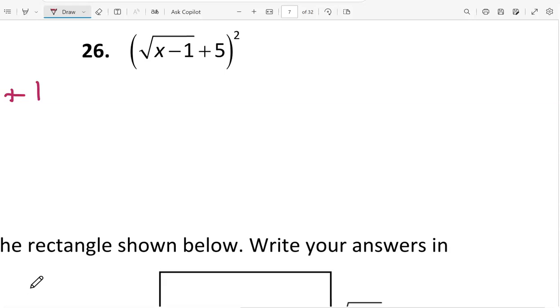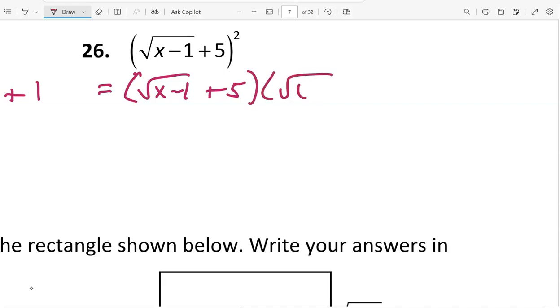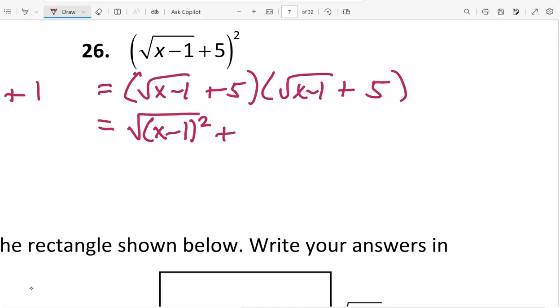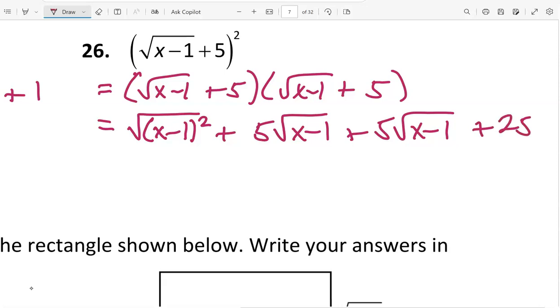In 26, we're squaring a binomial, so I'm going to write this out as the square root of x minus 1 plus 5 times the square root of x minus 1 plus 5. Adding together all of our partial products or using the FOIL method, the product of the first is the square root of x minus 1 squared, and the outer product is 5 times the square root of x minus 1. The inner product is the same. And the last product, 5 times 5, is 25.